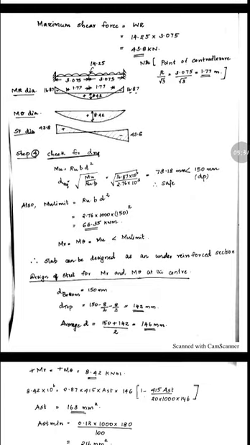And the point of contraflexure is R by root 3. That is the point where the bending moment changes its sign. That is R by root 3 equal to 1.77.